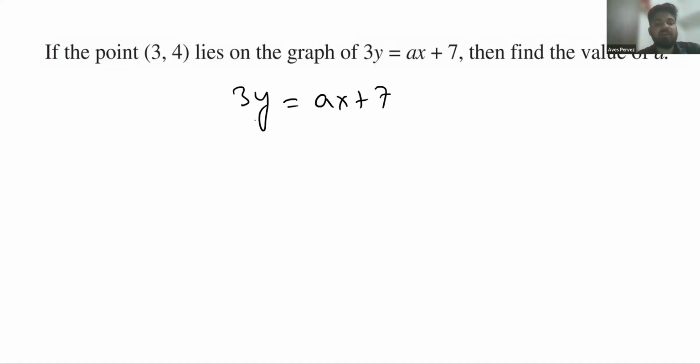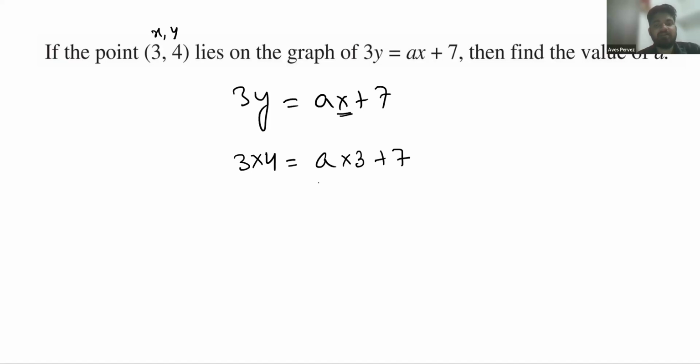What do you put the value of y here? 4. 3 into 4. And Rima, what do you put the value of x here? Rima, what's the value of x? I put 7. Why did you put 7? I'm sorry, I put 3 there. Okay, this is 3 and then 7.